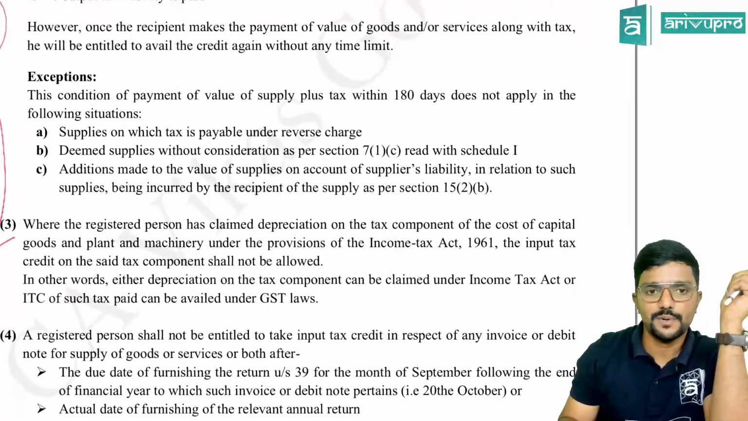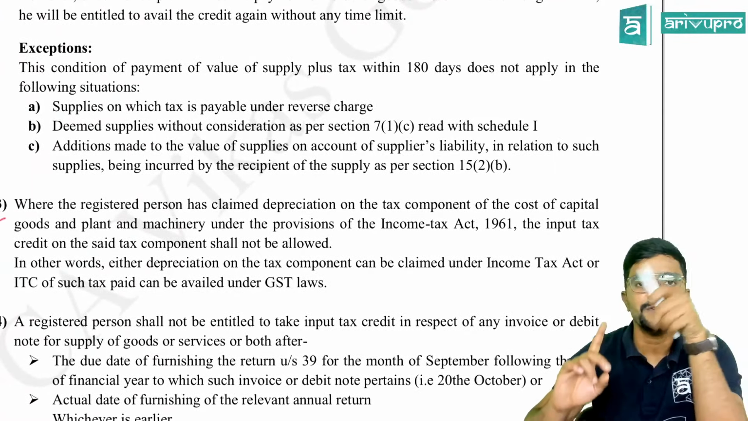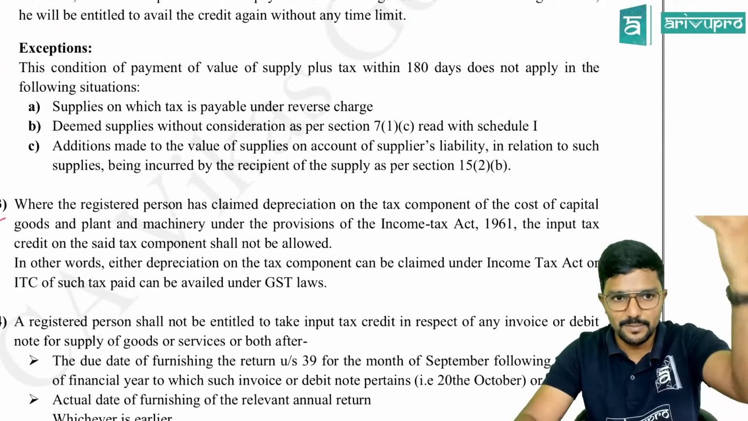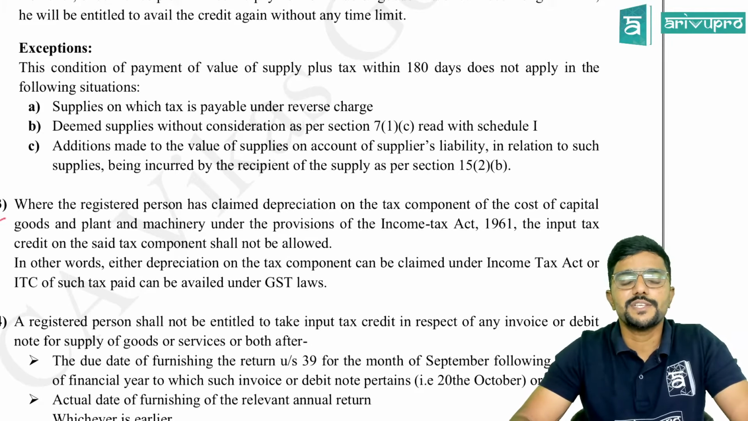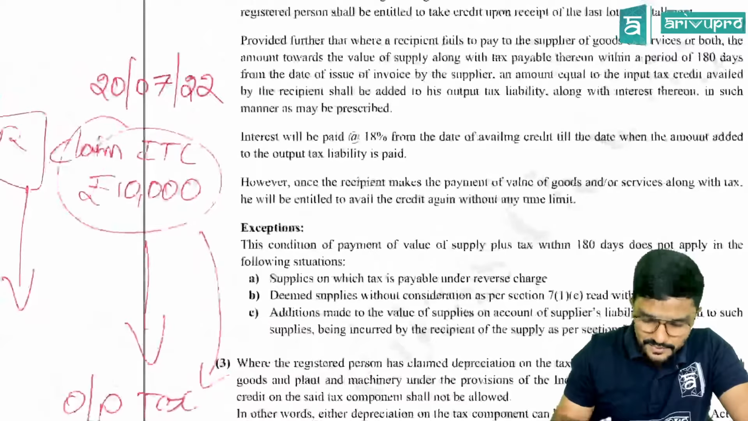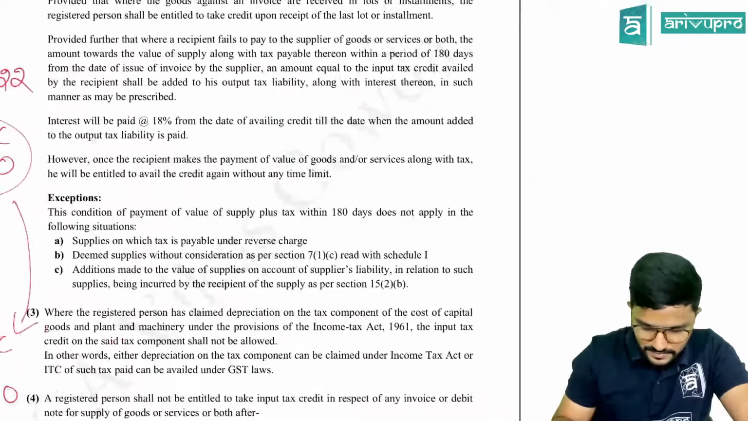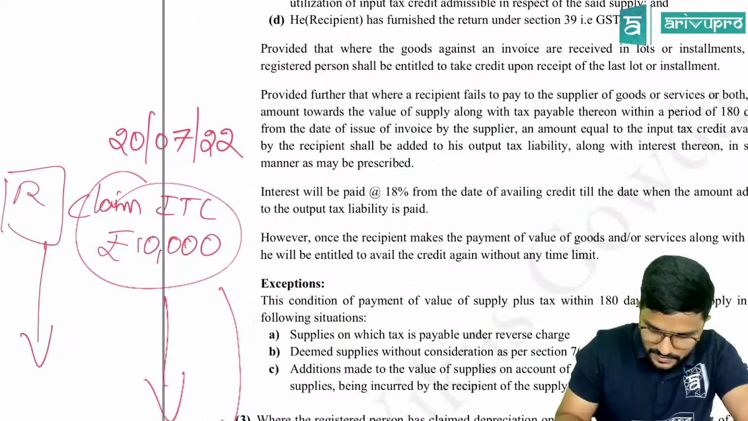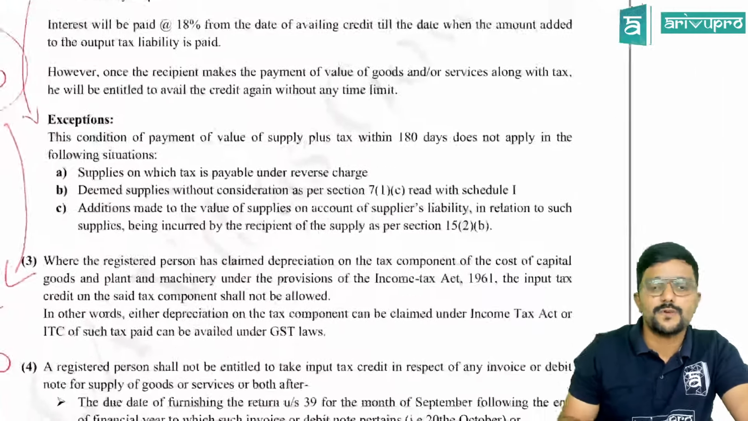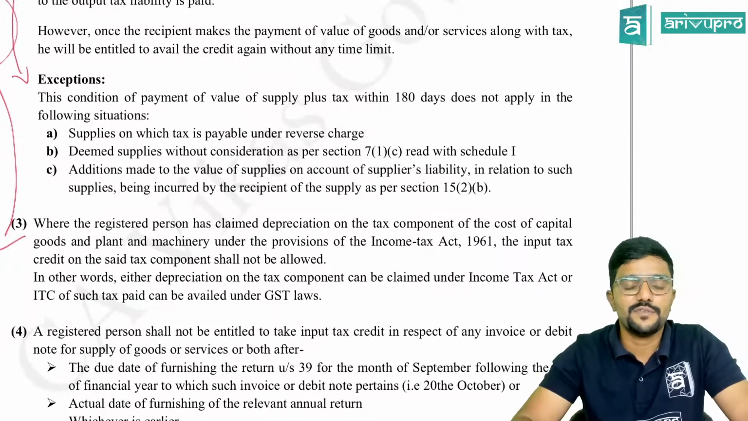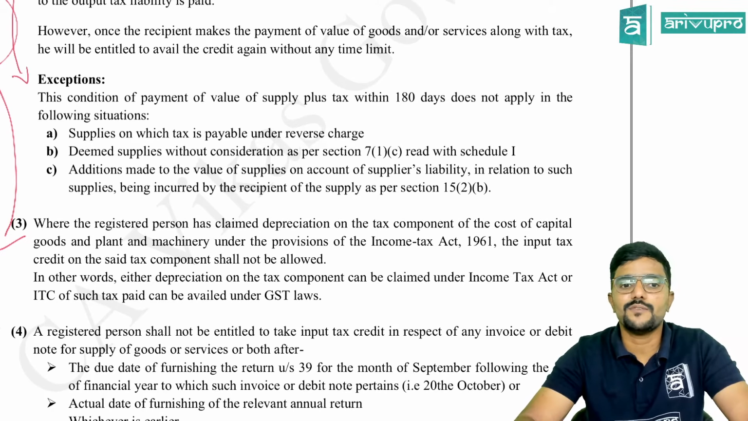Exceptions means this proviso is not applicable in the following scenarios. That is, the 180 days limit is not applicable in the following 3 scenarios. What are those? Let me put this mark. Okay, you can join this. So the 180 days concept is not applicable in the following 3 cases. This condition of payment of value of supply plus tax within 180 days does not apply in the following situations.